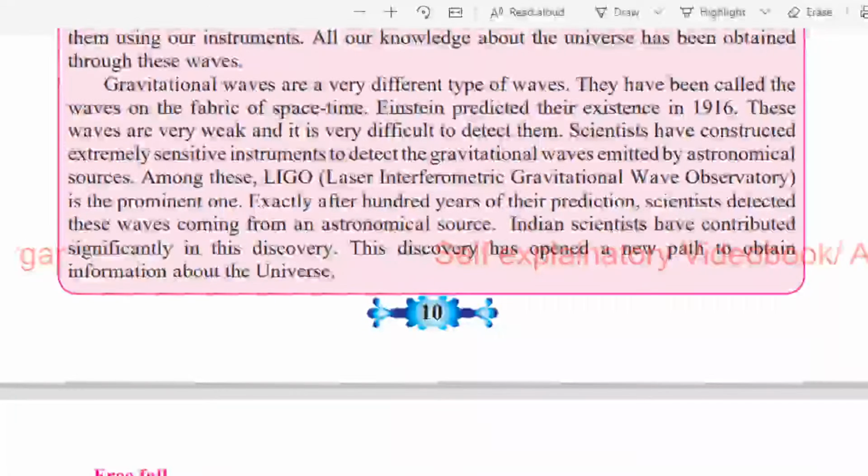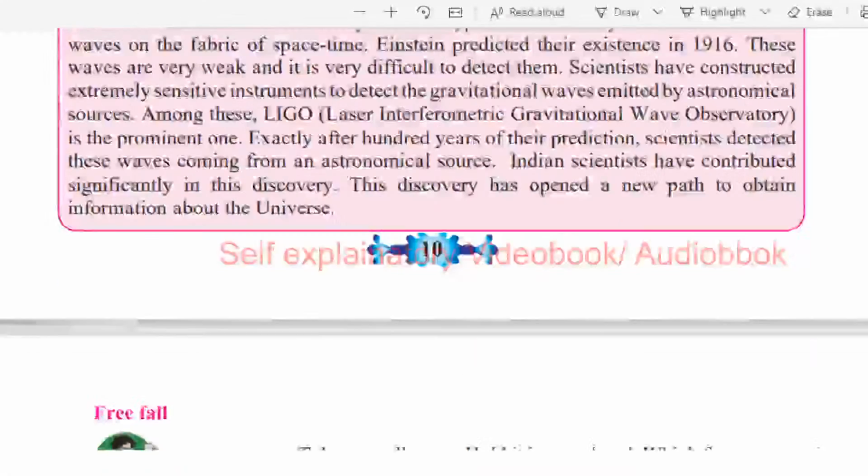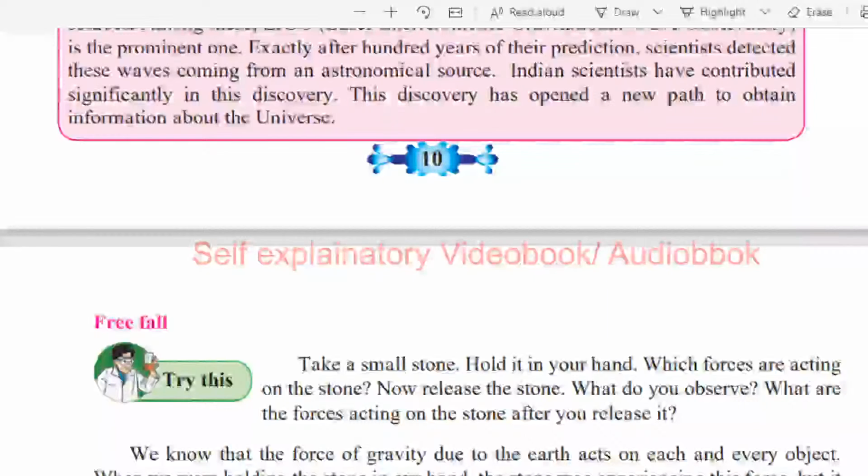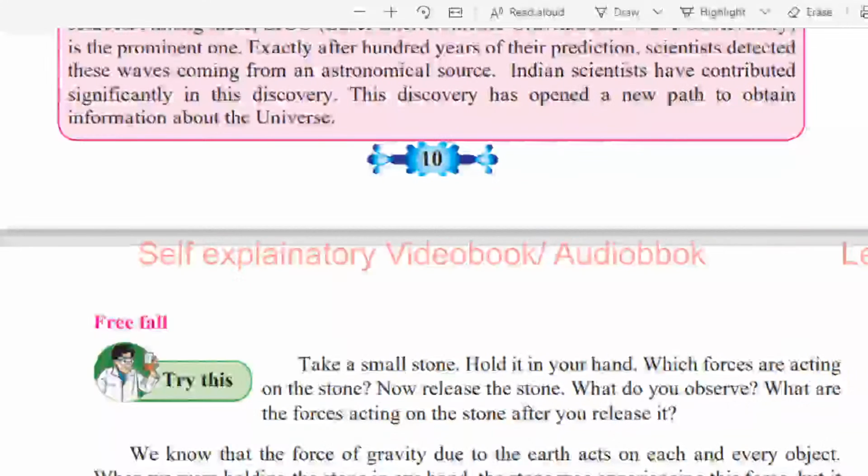Exactly after 100 years of their prediction, scientists detected these waves coming from an astronomical source. Indian scientists have contributed significantly to this discovery. This discovery has opened a new path to obtain information about the universe.